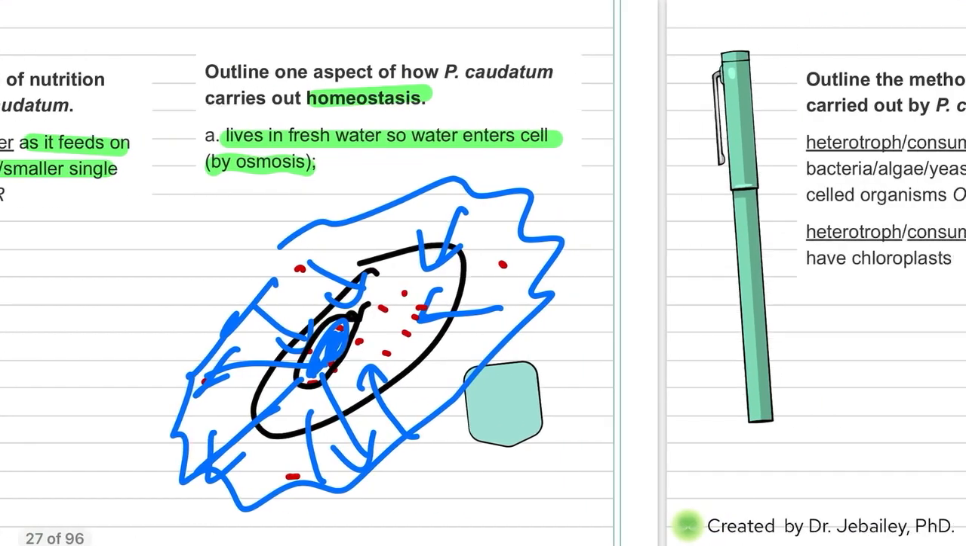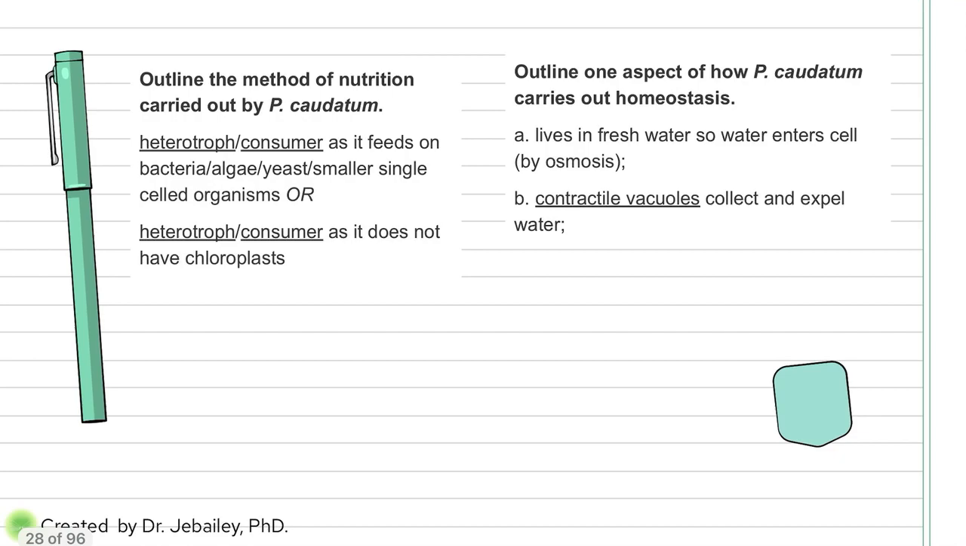So this can be followed up with the next one, and you can see it, contractile vacuole. And you see the word is underlined. When it says underlined, that means this word has to be written. Otherwise, no points. So it collects and expels water, which makes sense. If you're living in fresh water, water enters by osmosis, and the contractile vacuole pulls the water out so it doesn't burst.